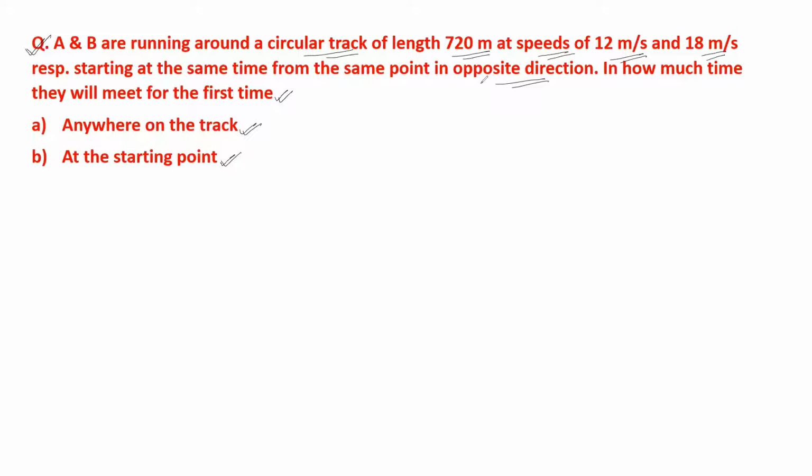Since they are traveling in opposite direction, the time to meet anywhere on the track would be simply distance, that is 720 meters, upon the relative speed, which would be 12 plus 18. So this would be 720 upon 30, which will give us 24 seconds. So that means after 24 seconds, they'll be meeting for the first time.